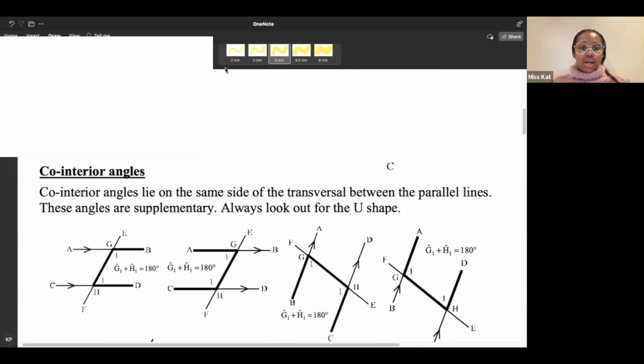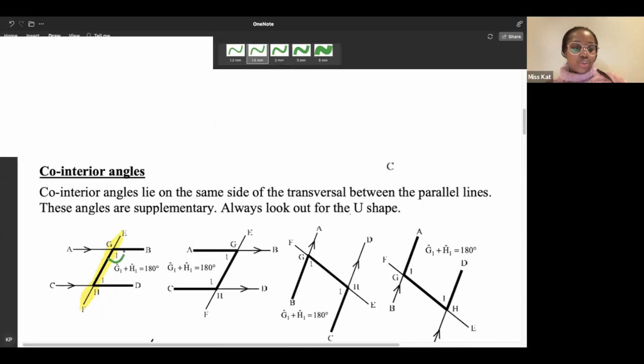Of course, I will be starting with the definition. Now let's look at our definition for co-interior angles. So co-interior angles lie on the same side of the transversal. This is our transversal. This is a transversal, the line that goes through both our parallel lines.